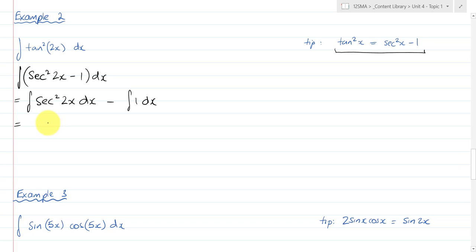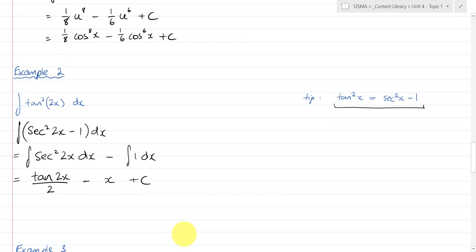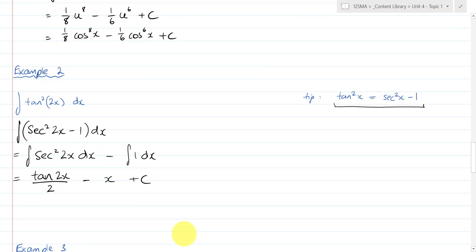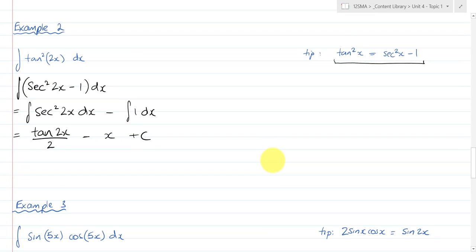And of course, sec squared 2x goes to tan 2x. When I integrate that, I have to divide by the derivative of the inside, which is 2, and then minus x, because that's the integral of 1, and plus c, and there's my final answer. So that's a fairly easy question for you to operate with, as long as you make the appropriate substitution at the beginning.